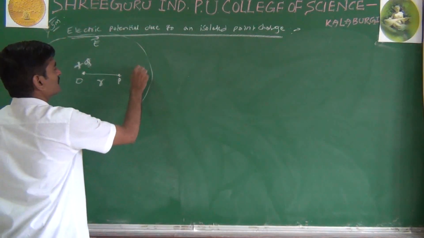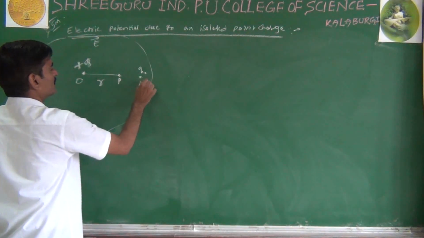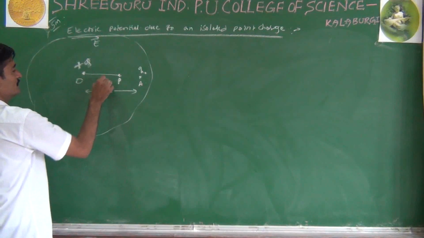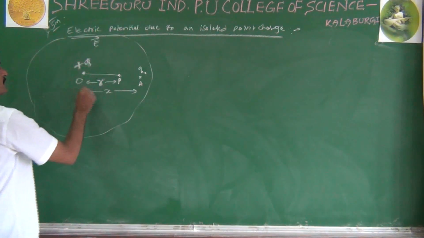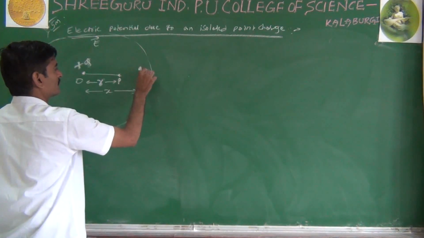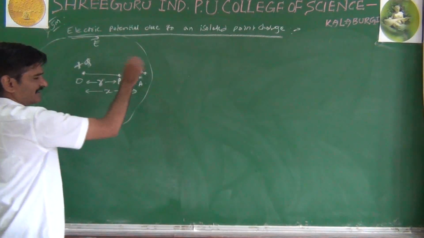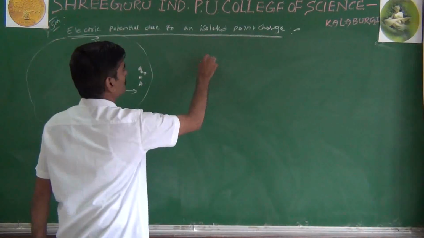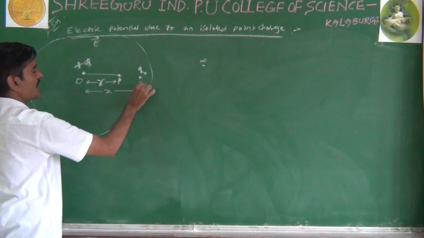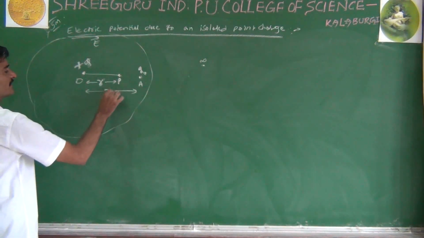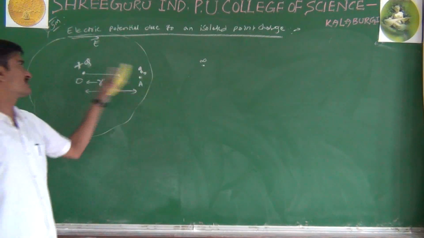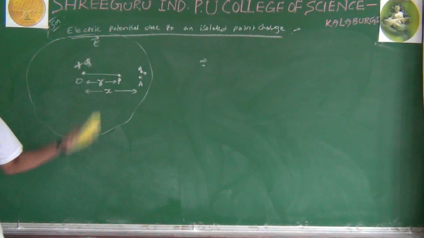Let us take the test charge Q0 at the point A, and A is at a distance x from the source charge. Consider that the test charge Q0 is inside the electric field initially. Later it will be brought from infinity to this point. We have Q0 at the point A, at a distance x from the source charge plus Q. Q0 is the test charge and plus capital Q is the source charge.